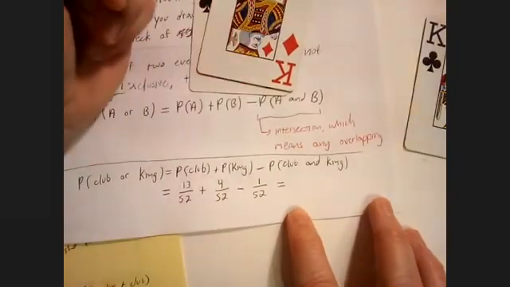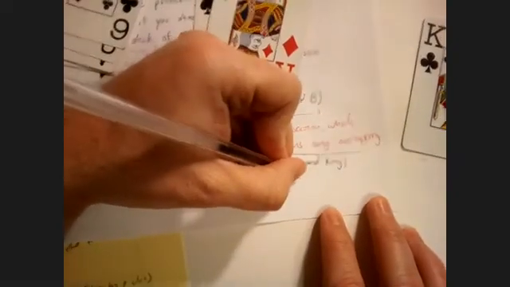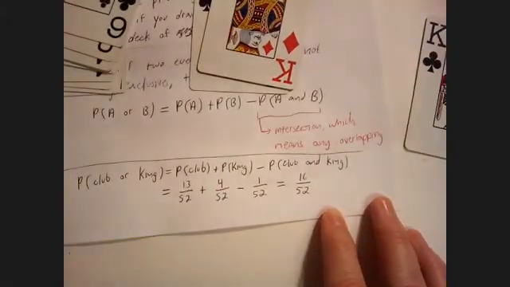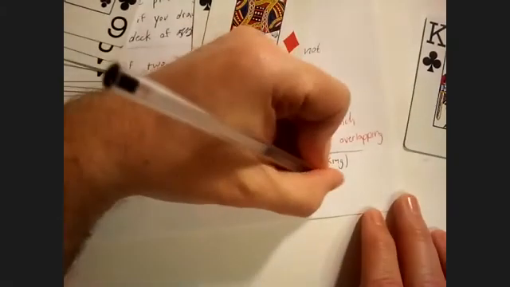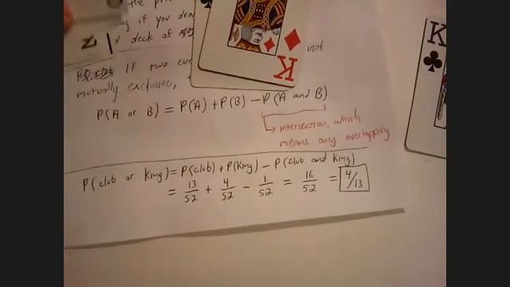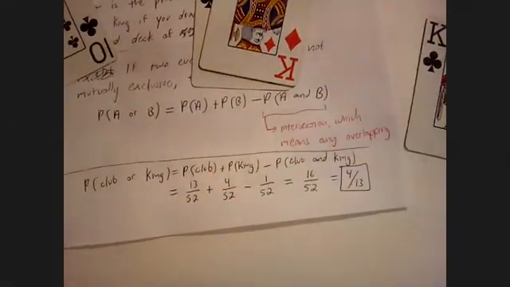All right, so we're basically done. That's 13 plus 4 minus 1, that's 16 52s. And then that reduces to 4 13s. So I think that's the best way to demonstrate why this formula exists.